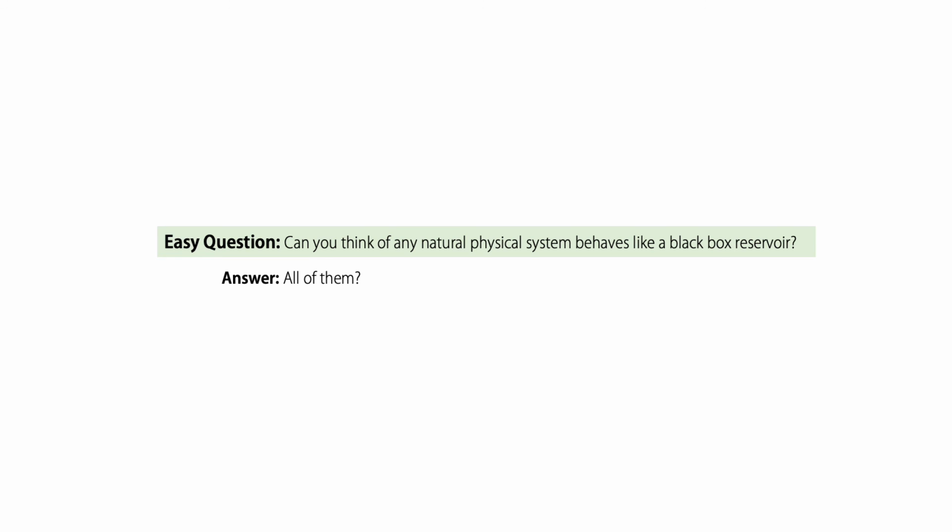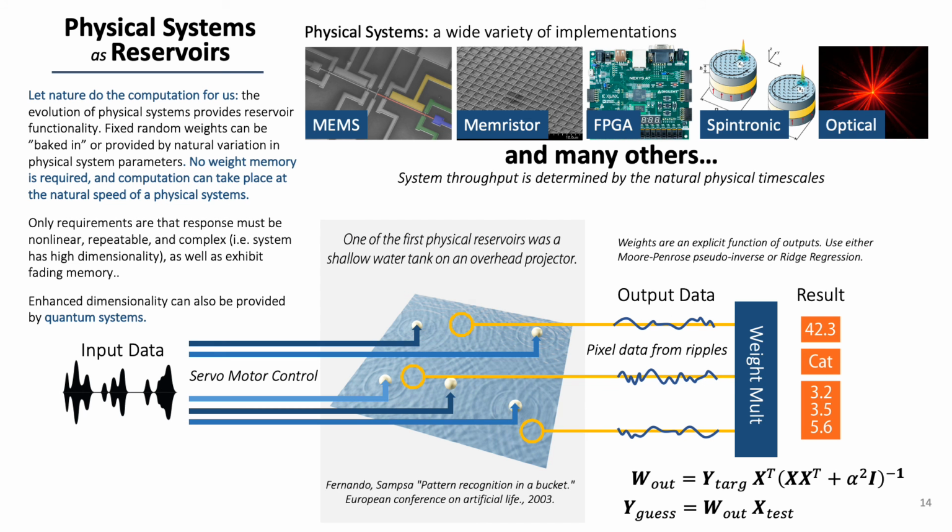So now that we've seen a little bit at least of what a reservoir can do, can we think of a natural physical system that behaves like a reservoir? And the answer, somewhat conveniently, might be almost all of them. As we mentioned earlier, a reservoir is effectively a black box which maps inputs to outputs. We can replace this black box with a physical system in which nature does the computation for us. The evolution of the physical system provides the reservoir functionality.